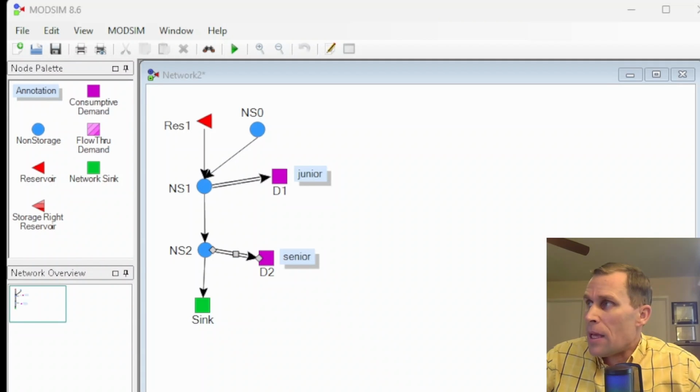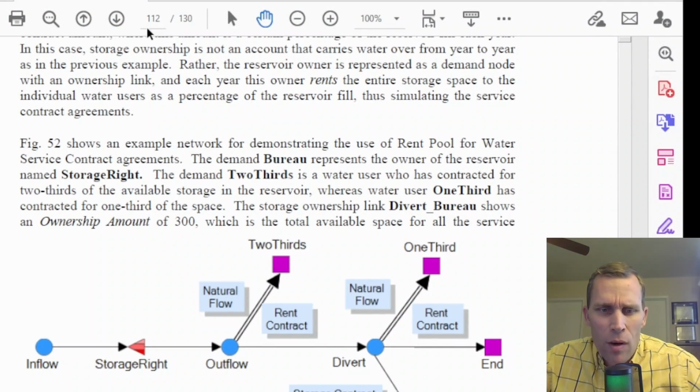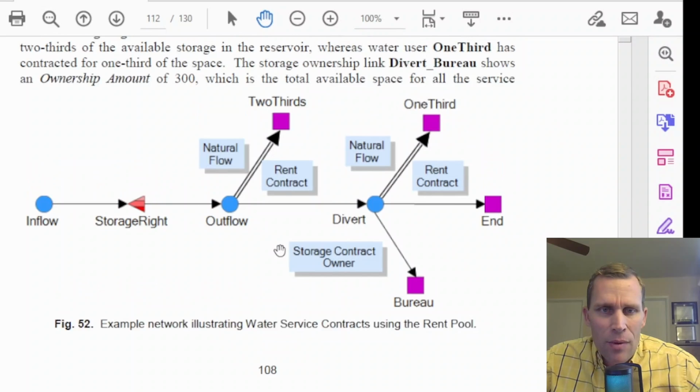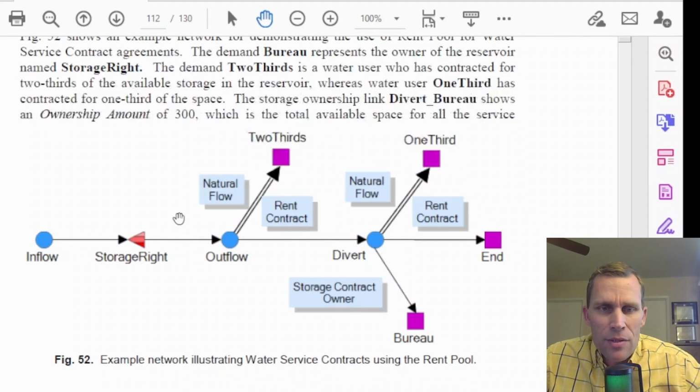Okay, I'm going to bring up a PDF file. This is the user's manual, and we're on page 112 here. At the bottom of the page, it actually says 108, but anyway, 112 in the file. With water service contracts, the reservoir owner is represented as a demand node with an ownership link. And each year, that owner rents the entire storage space to the individual water users as a percentage of the reservoir fill. So right down here, you see this diagram.